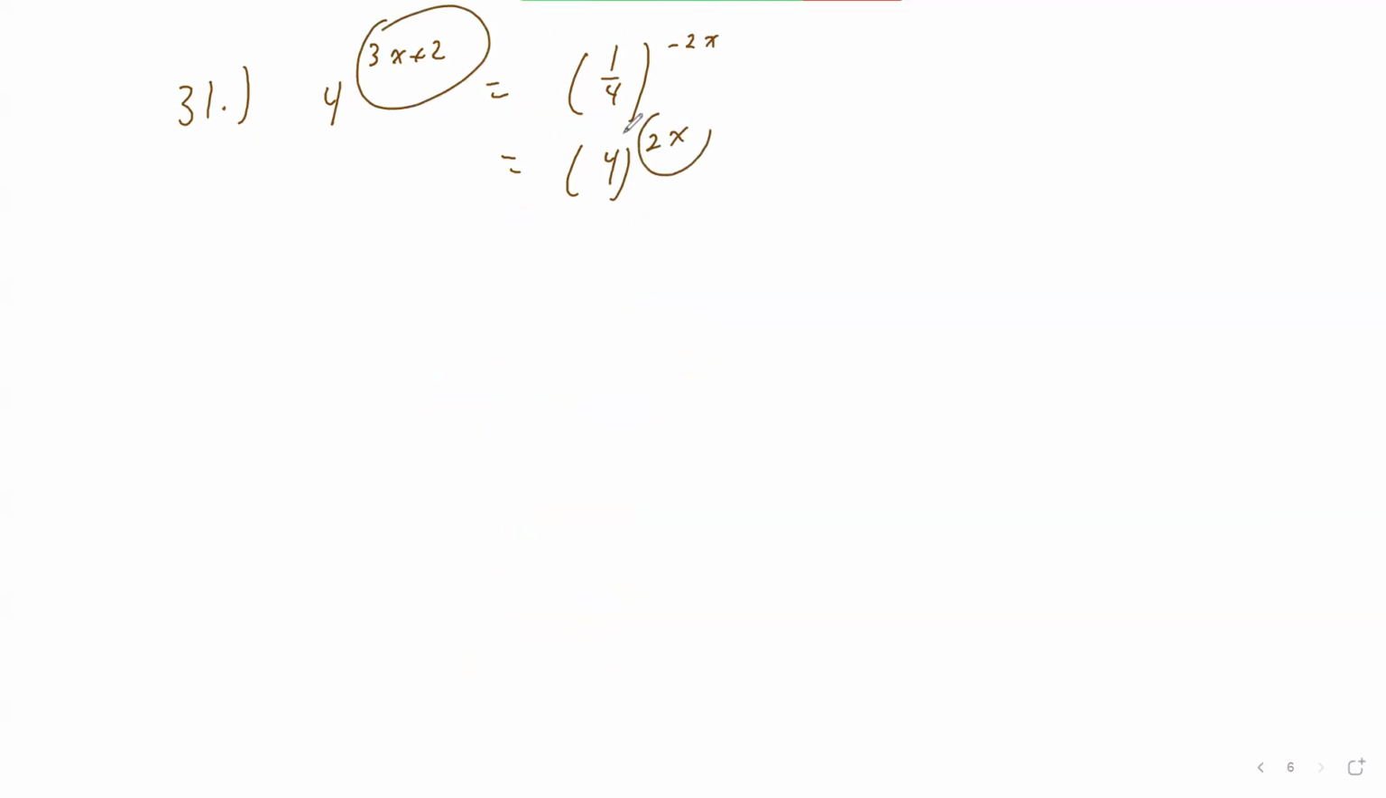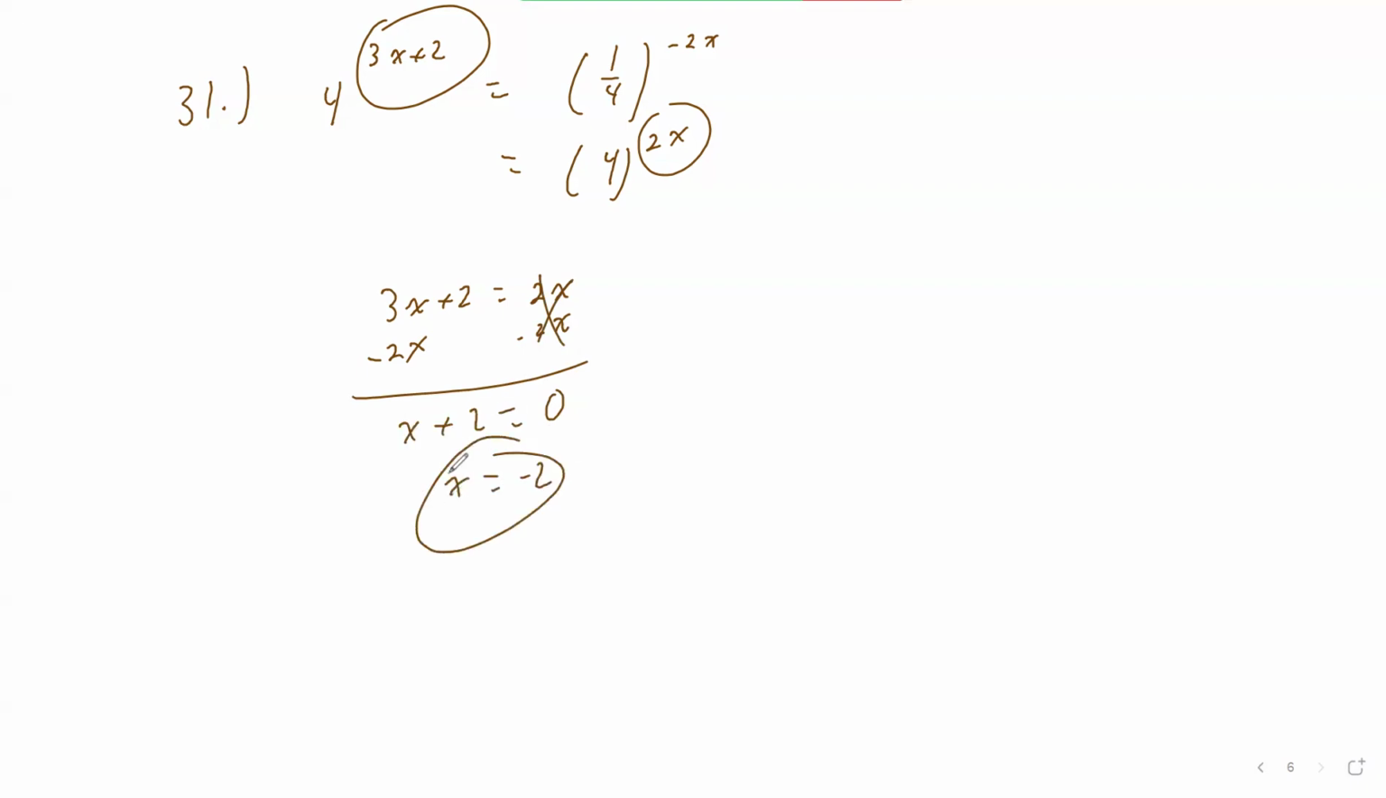Let's look at 31. You get 4 raised to the power of 3x plus 2 equals 1/4 to the power of negative 2x. I want this to also be a 4. So I think I'll make this 4, and then I can just change the sign to a positive 2x. So now these two are equal. So I now get 3x plus 2 equals 2x. I'm going to subtract 2x on both sides. This will give me x plus 2, so therefore x equals negative 2 as my answer. Again, the key to this is just seeing a pattern on how you can manipulate it.